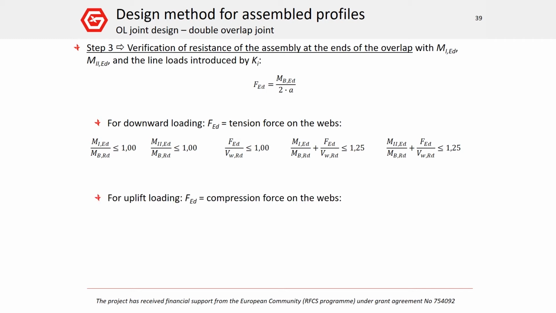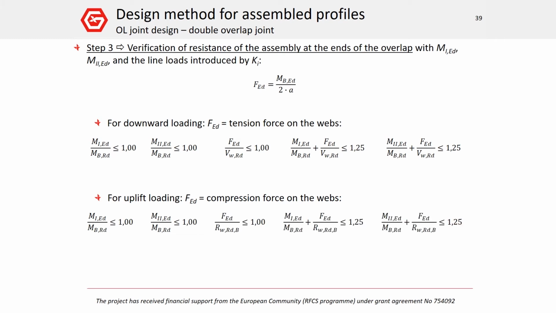For uplift loading, the applied load acts like a compression force on the web, and the verification is subdivided in following 5 points. Checking the bending resistance at the 2 ends of overlap, checking the reaction resistance, checking the interaction between moment and reaction at the 2 ends.